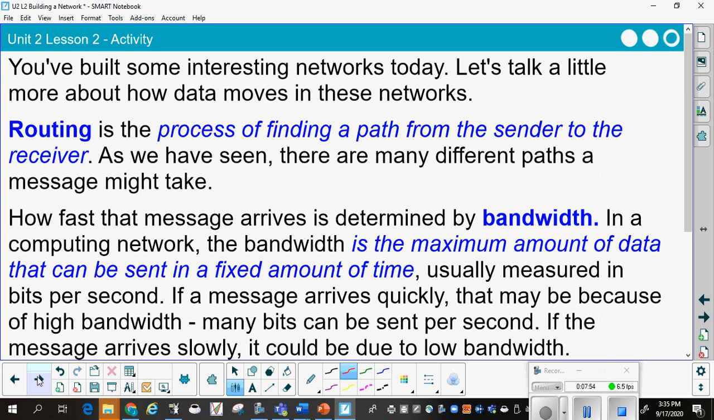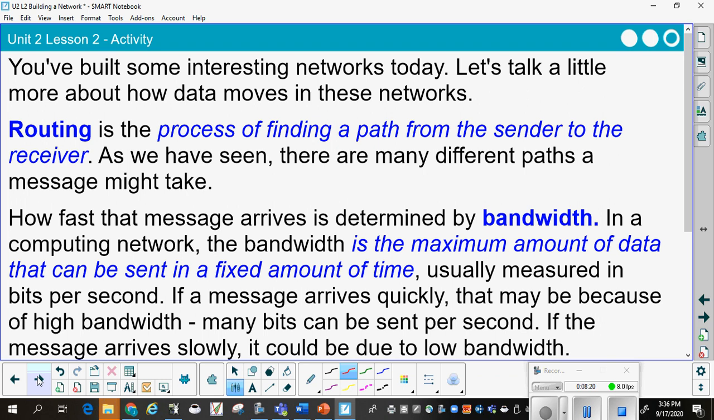Now, everyone in class, and I'm sure those of you online, offline, or individually have built some very interesting networks. We're going to talk a little more about how data moves in these networks. Routing is the process of finding a path from the sender to the receiver. As we've seen here, there are many different paths that a message might take. No one in particular is the absolute correct one.